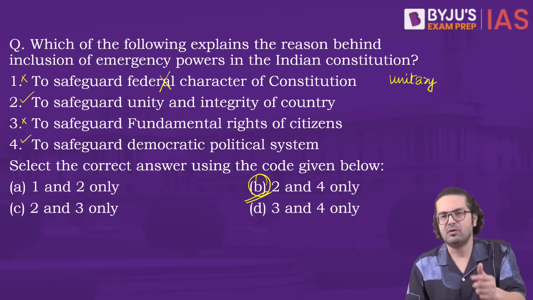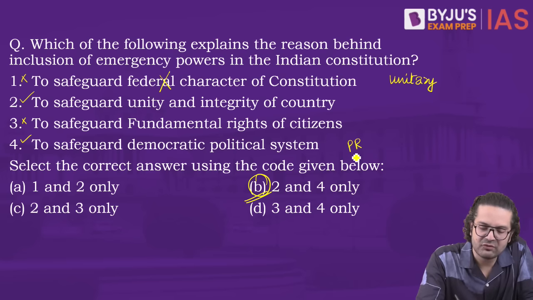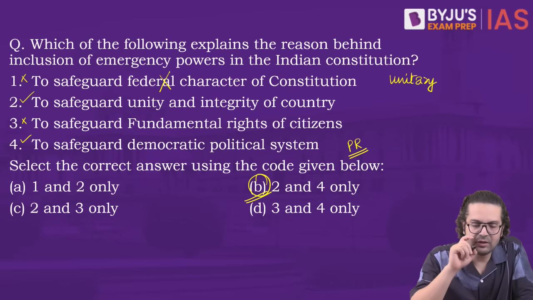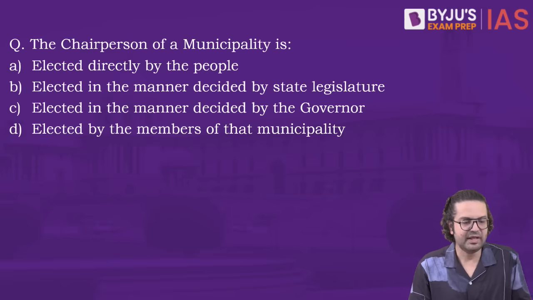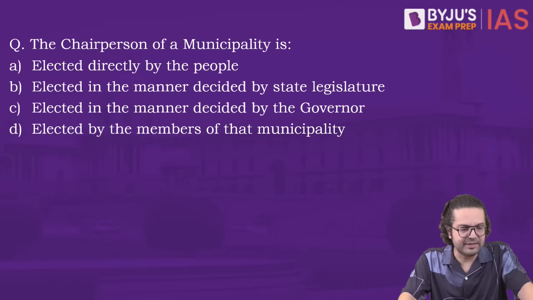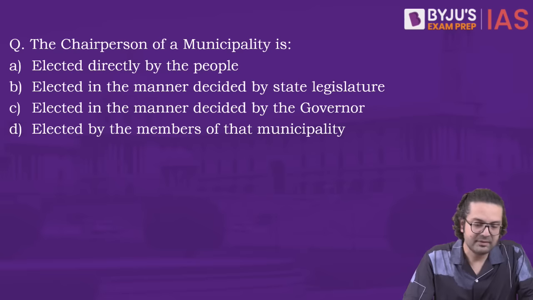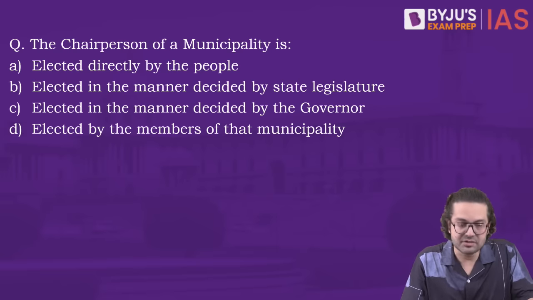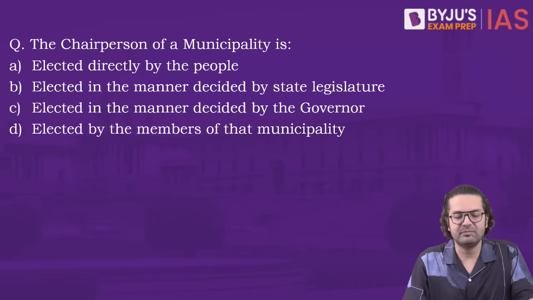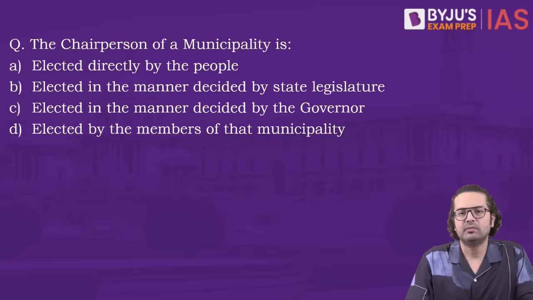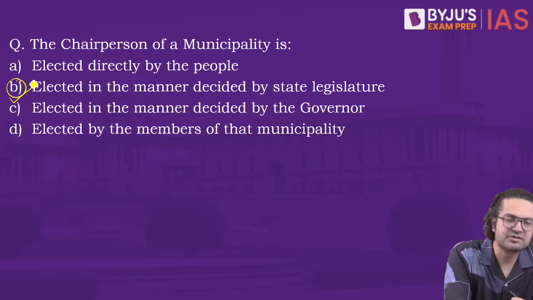Democratic political system, how? Because president's rule is to ensure that the government of the state is being carried on in accordance with the provisions of the constitution. Next, the chairperson of a municipality is elected directly by the people or elected in the manner decided by the state legislature, elected in the manner that the governor decides, or elected by the members of the municipality. So, elected in a manner that the state legislature decides.